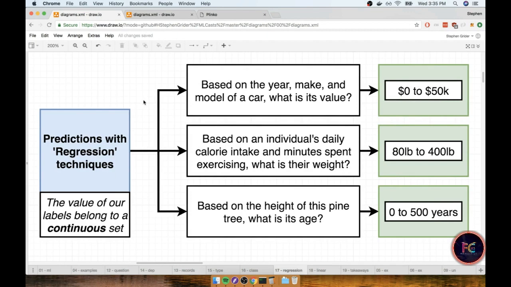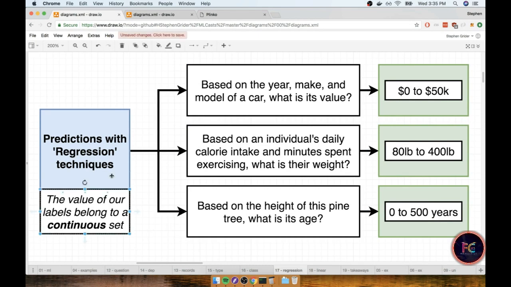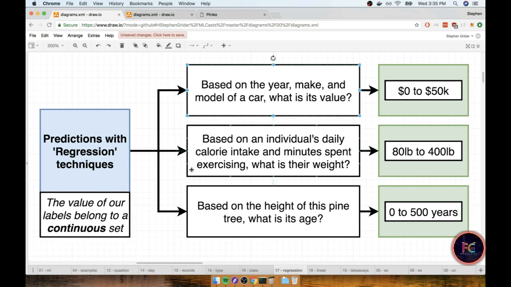Okay, so first off, regression. On this diagram, I've laid out three different problems or questions we might try to answer that belong to the regression family. So if I were to ask you, based on the year, make, and model of a car, what is its value? Well, you'd probably answer that question with a dollar value, like it's worth $0 or $10,000, $20,000, $30,000. Those are all numbers, denominations that belong to a continuous set of values. So anywhere from 0 to 50,000, or maybe it's a really expensive car and it's worth 100,000. That is a continuous set of values. My car could belong to any value from 0 to $50,000.